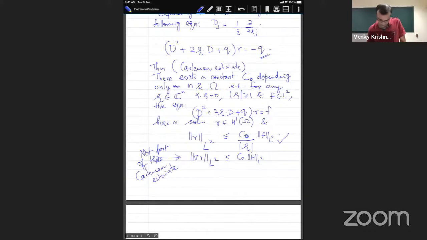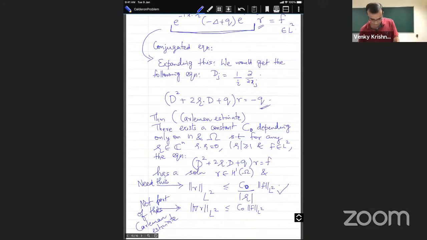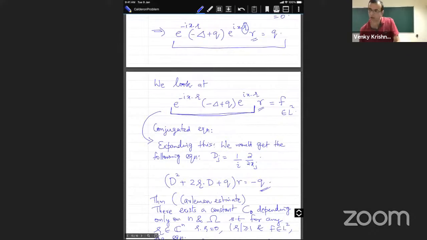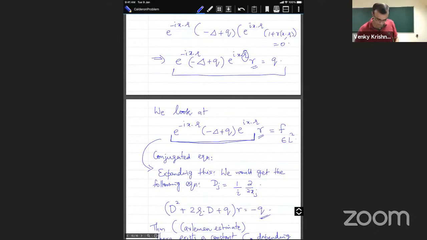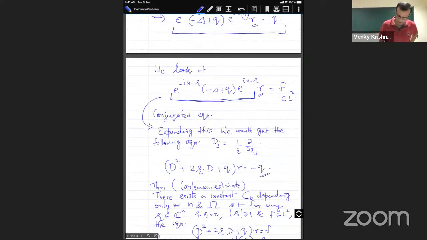Okay, so you only need this. Because that's the only term that's going to appear in this R1 and R2. So anything involving R1, anything involving R2, or the product, right? So you only need this. This can also be solved, but you need an H1 L2 Carleman estimate.